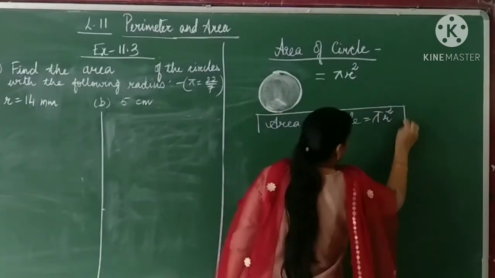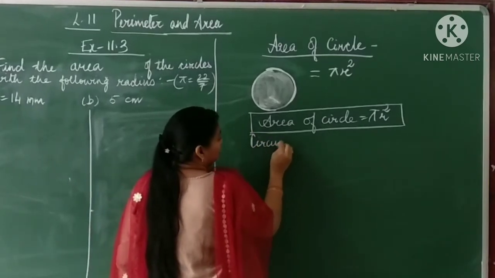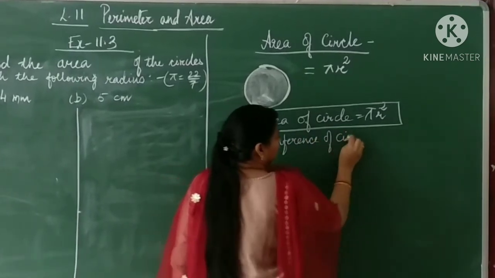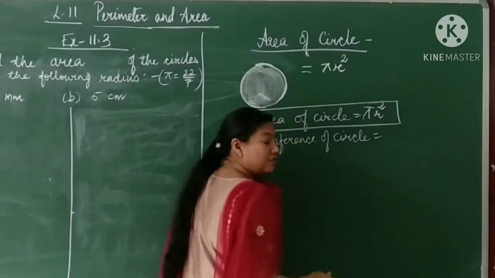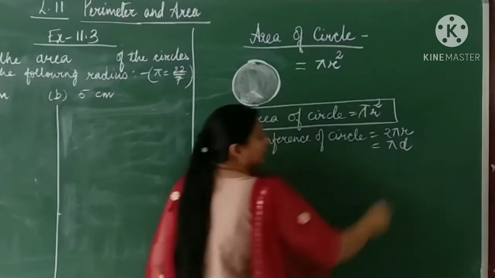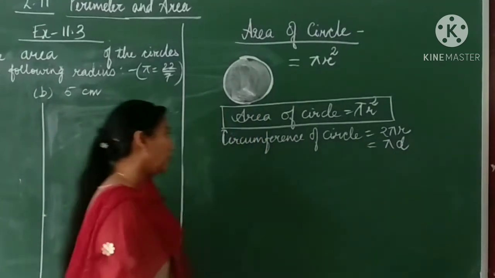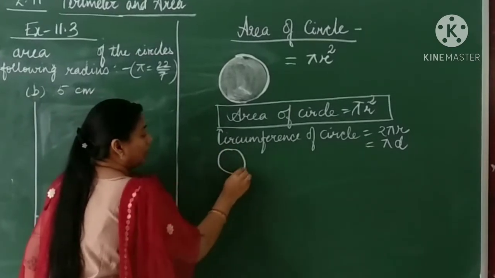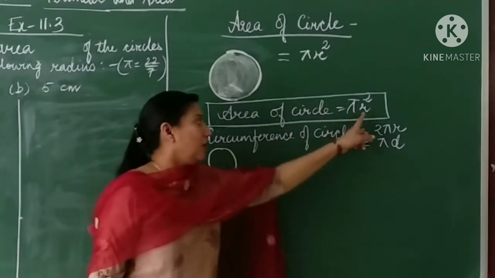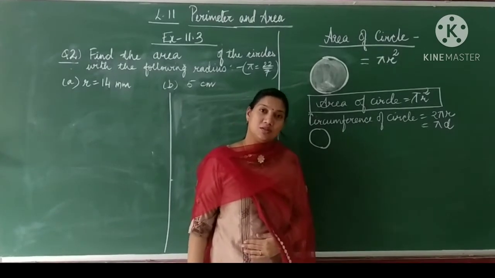This is the formula for the area of a circle, and for the circumference of a circle there are two formulas. You can use any one, 2 pi r or pi d. If diameter is given, you can use pi d. If radius is given, you can use 2 pi r. And what is circumference? Only the boundary portion of the circle. So write down these three formulas in your notebook before starting the new exercise 11.3.